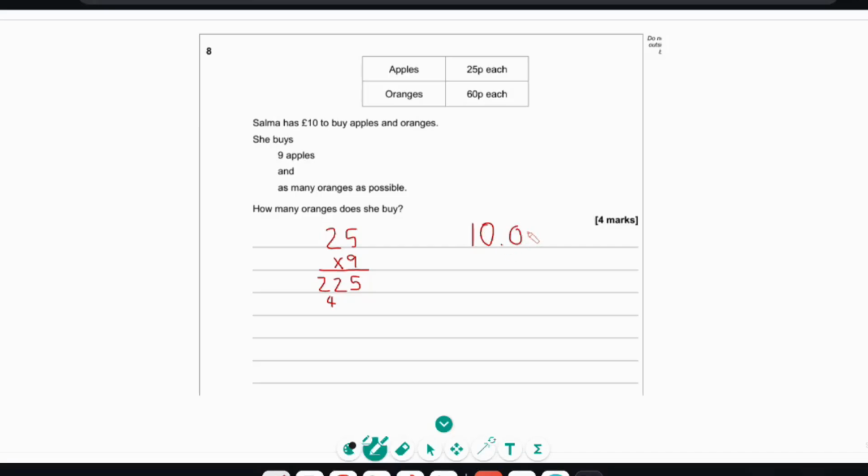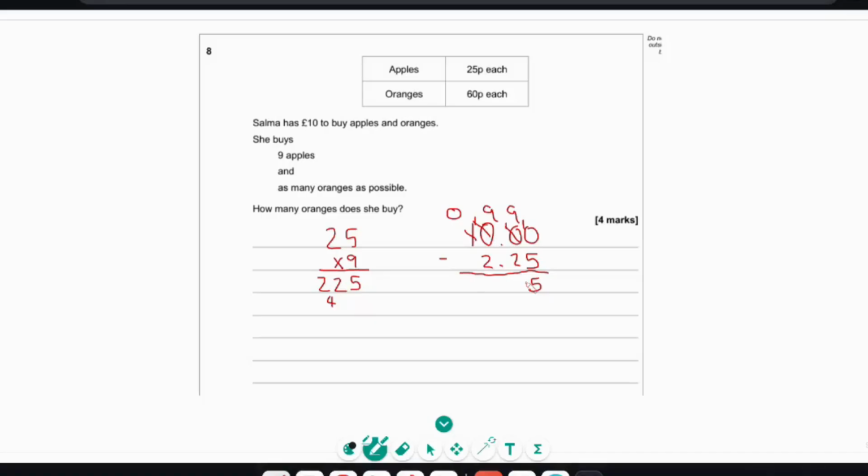So what is £10 minus £2.25? We need to work out how much is left for her oranges. You might be able to work this out mentally. I'm just going to show you a written method. 0 take away 5 you can't do. Can't borrow there, can't borrow there, got to borrow here. 10 take away 5 is 5. 9 take away 2, 7. 9 take away 2, 7. So £7.75 left to spend on oranges.